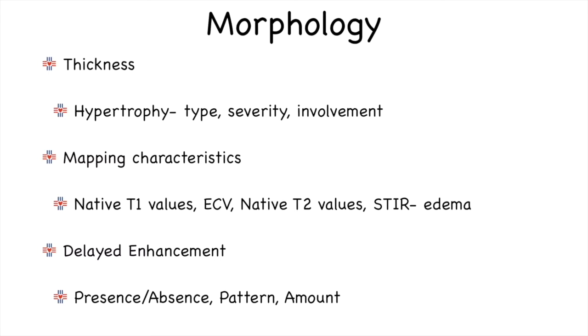Morphology includes myocardial thickness. If there is any hypertrophy, we talk about how bad the hypertrophy is, how much the thickness is, whether there is involvement of just one segment or whether it is circumferential hypertrophy as part of a systemic process. Mapping values are commented in our reports, whether they are normal or abnormal.